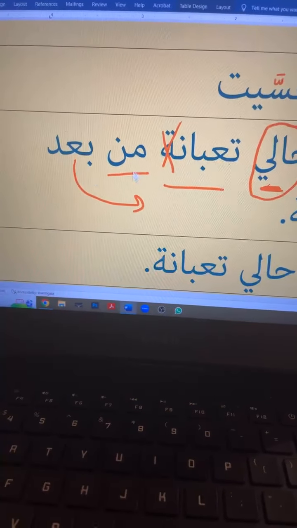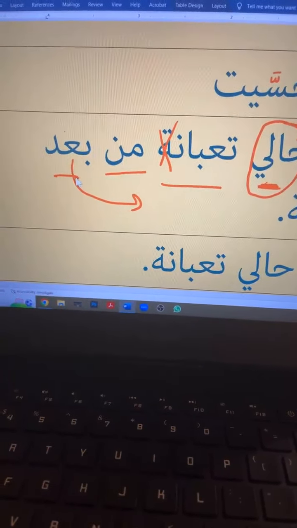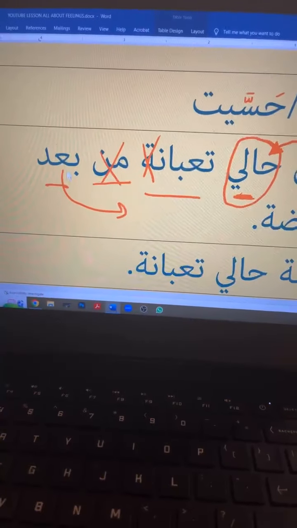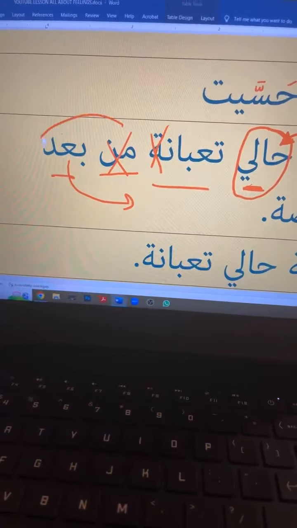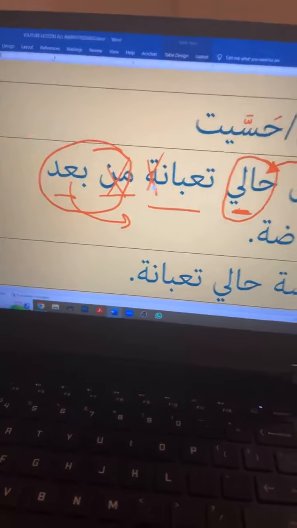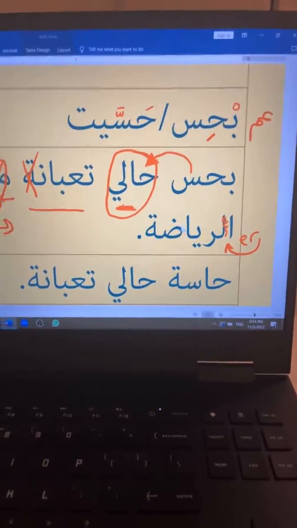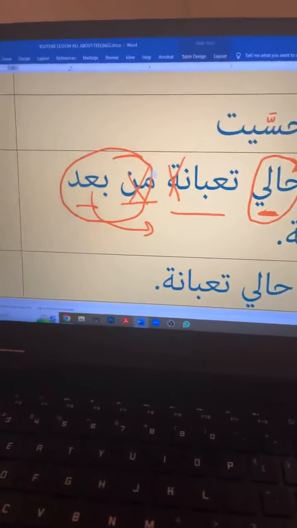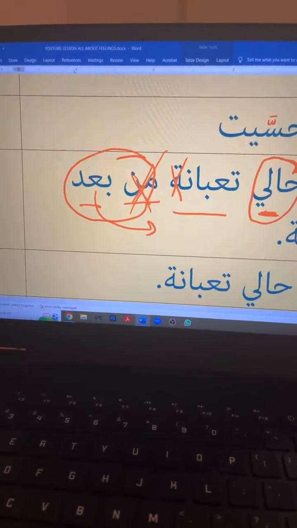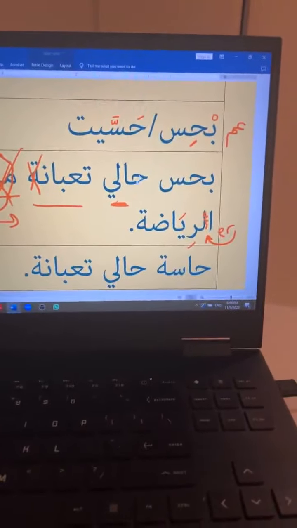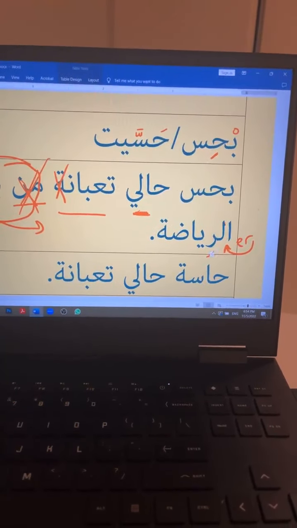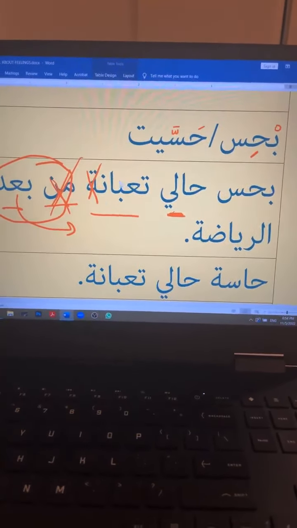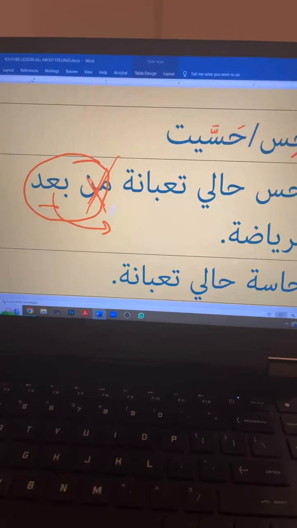Literally in Arabic you're saying from after, which means after. You can also remove the min. You can just say بعد. So this is optional, but it's the same. من بعد الرياضة. رياضة يعني sports. Or you can say بعد الرياضة. The same thing. يلا, one more time. بحس حالي تعبان if you're a guy. Or تعبانة if you're a girl.